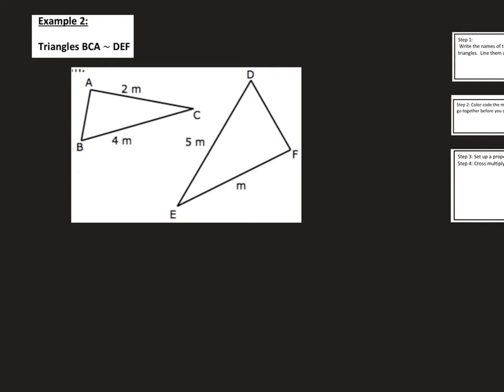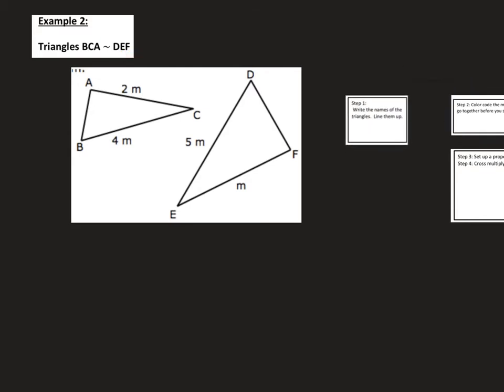Okie dokie. On triangle BCA. The letters do not always have to be in alphabetical order. You just go with what they tell you the order is supposed to be. BCA, and then the next triangle is DEF. Again, my steps over here on the side are the same.